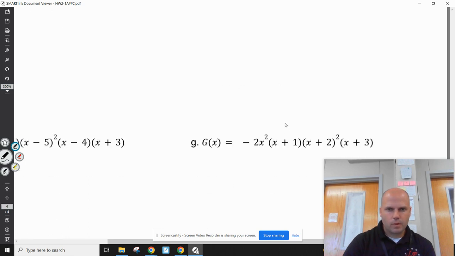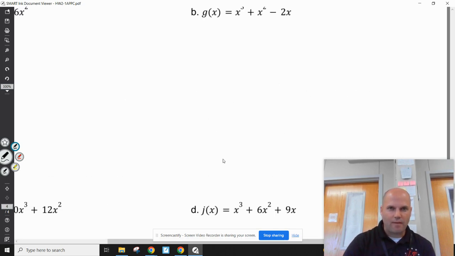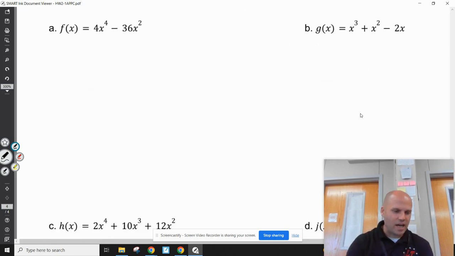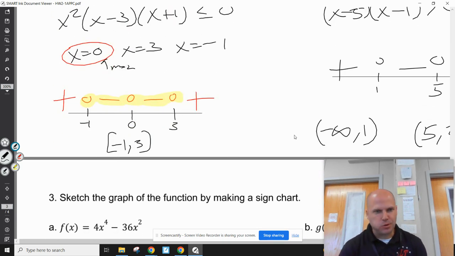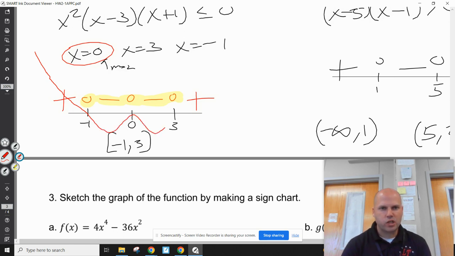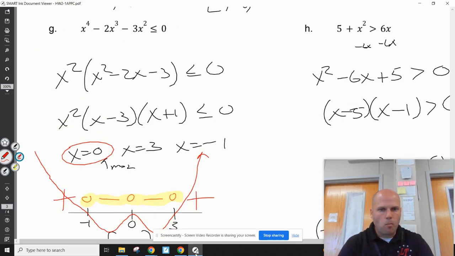Okay, finish things off with graphs. We make a sign chart. Once we make a sign chart, we pretty much know what the graph looks like. Now we'll talk about why the ends have to start up here later. We got positives, negatives, bounce off, negatives, hit a zero, positive. That's what the graph looks like. Like, you want to see?